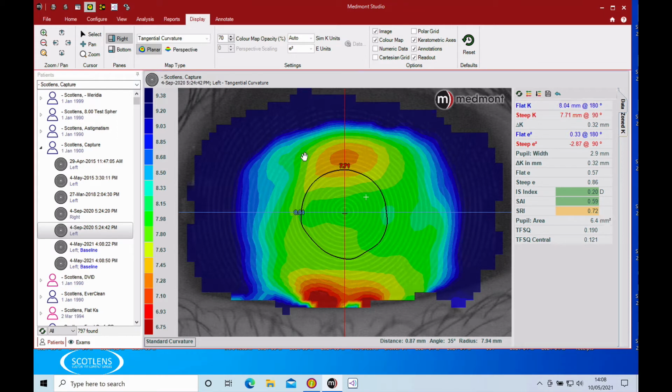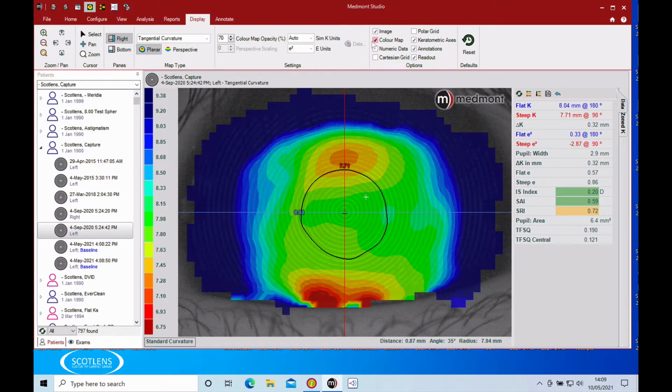So looking at the tangential plot, which is what we've got here. Now this is quite a good cornea because it's an average cornea. We've got a little bit of irregularity, which is actually the tear film meniscus being pulled up. So that's this red here. It's not an abnormal cornea. It's just a lump and a bump. And that's what tangential is good for.